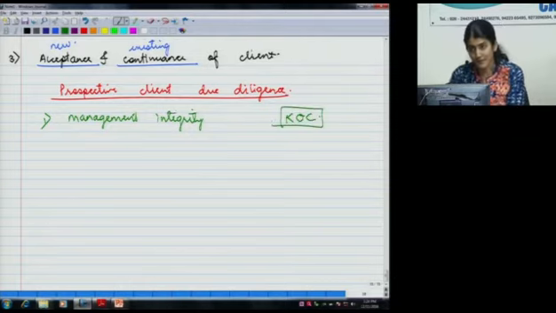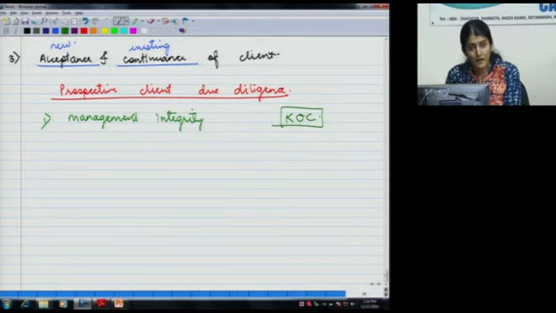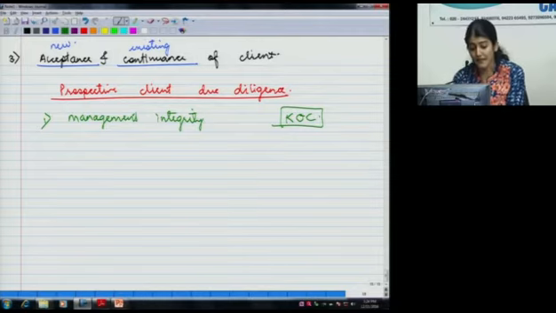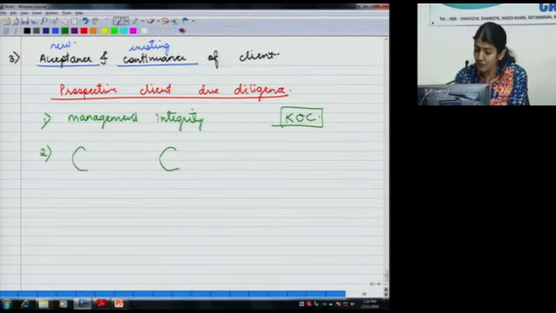KOC has 6 points. External, internal, past, future, accounting, internal control system, history of the company, background of the promoters, the AFRF, the accounting policies, the history of frauds and errors, all. Management integrity, so KOC.